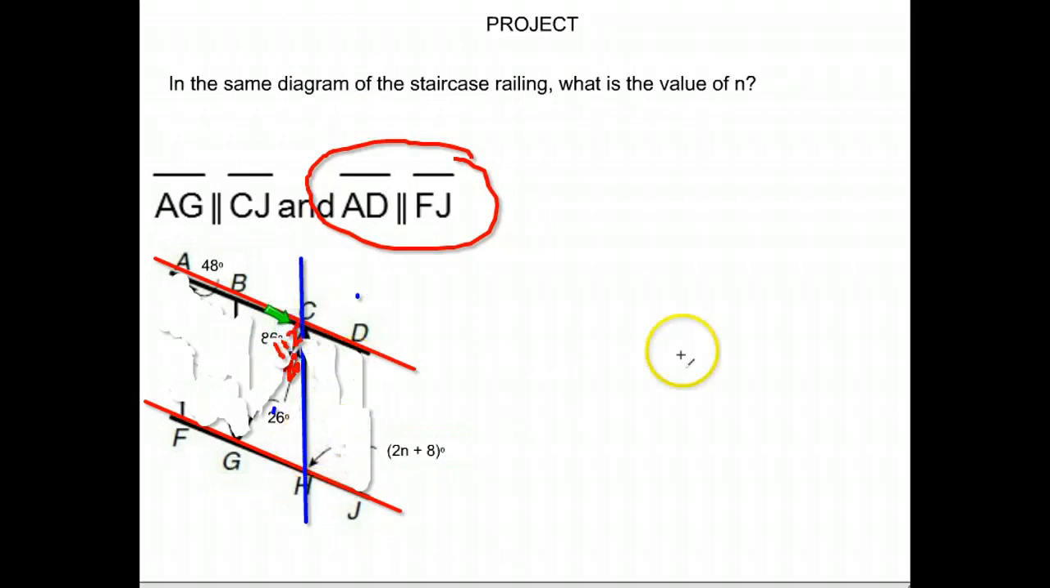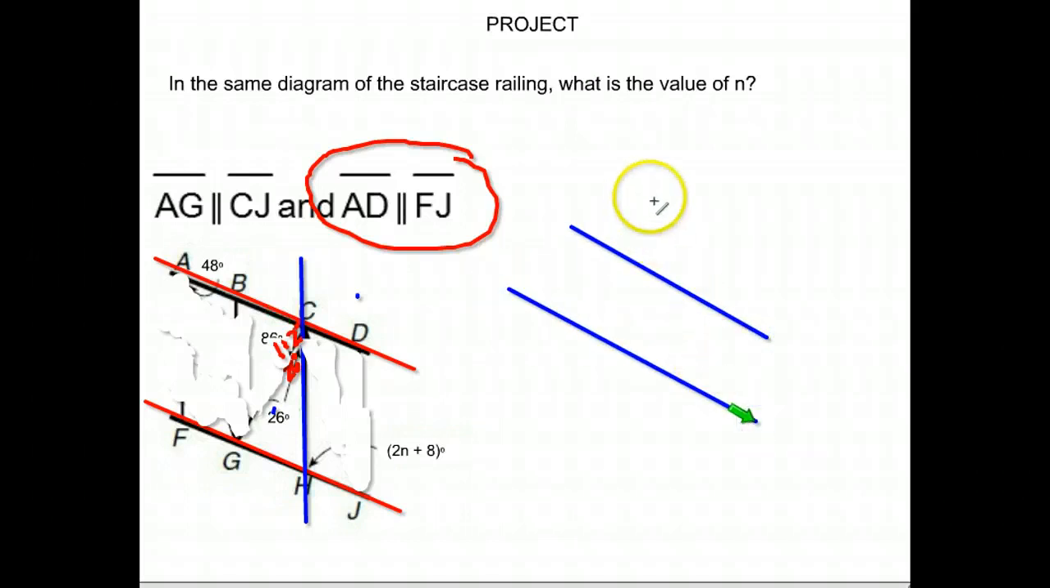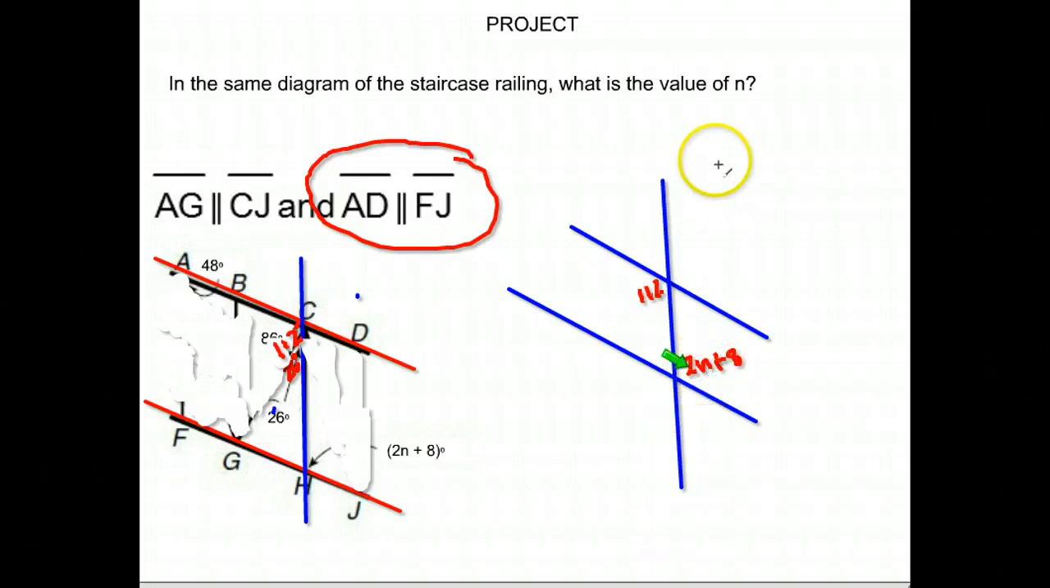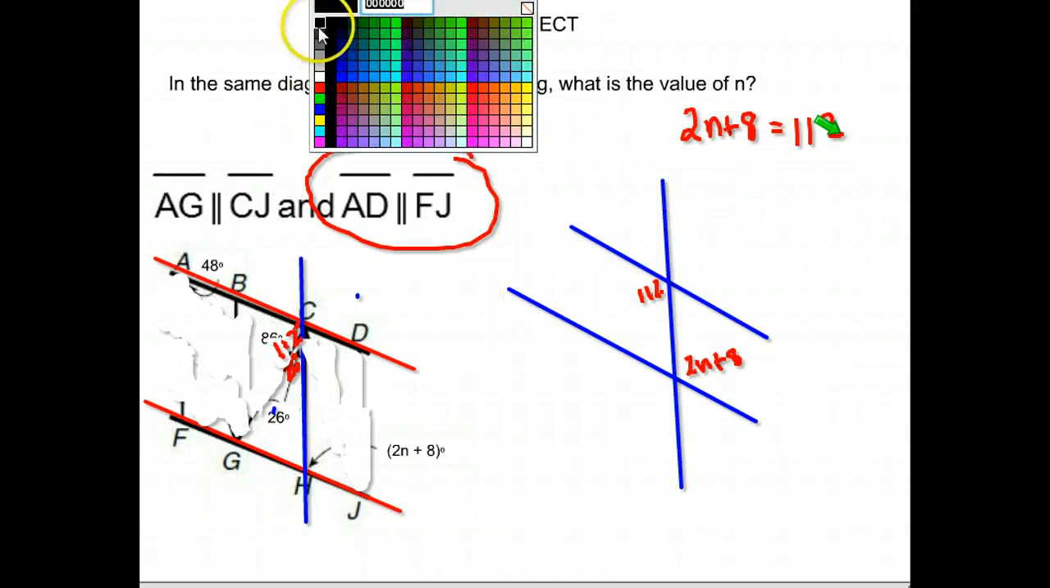Okay. Now, if I look at this picture a little more simply without all of that junk in there, this is the picture that I have. I have a set of parallel lines. I have a transversal going through it. I know that this angle is 112, and I'm trying to find the value of n for this angle that's 2n plus 8. Now we know these are alternate interior angles, and we know alternate interior angles are congruent. So I can set 2n plus 8 equal to 112.